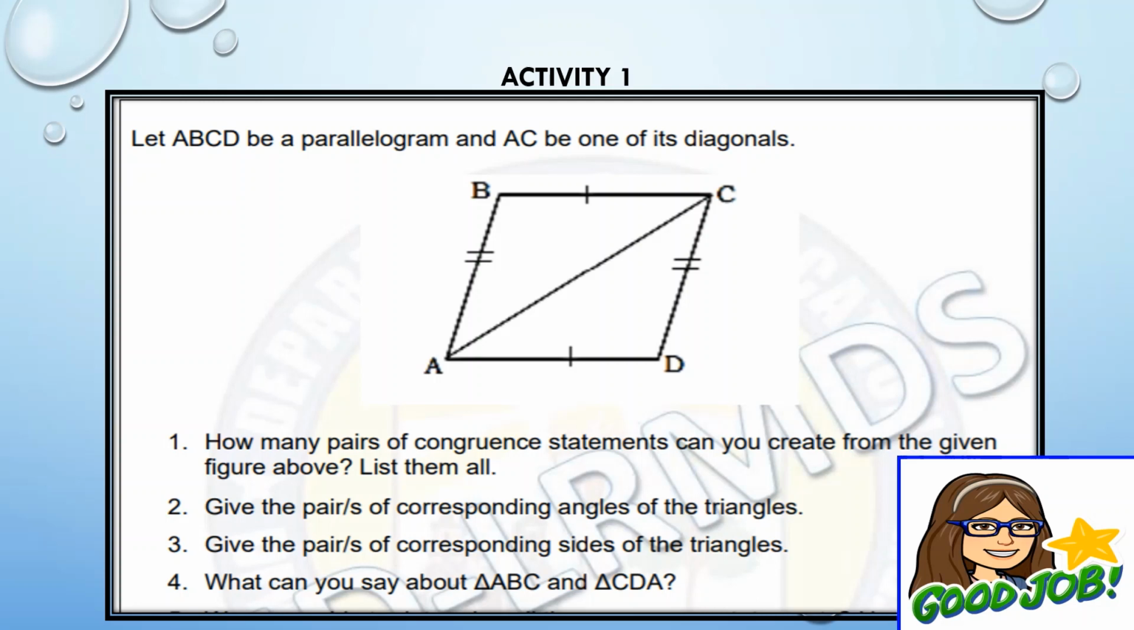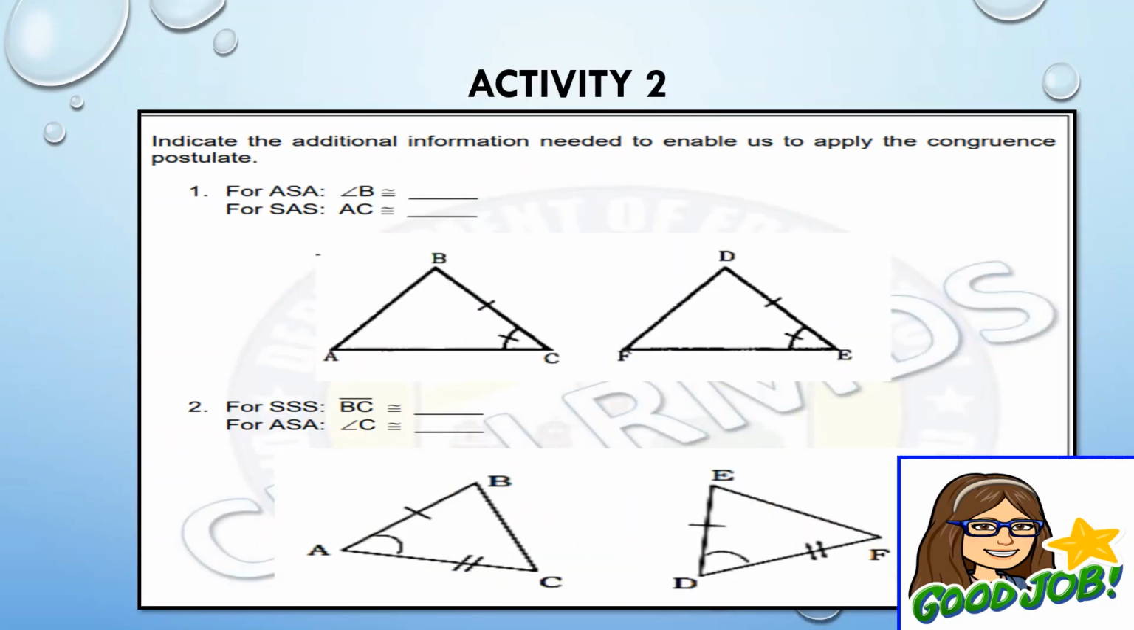Let's try another activity. Activity 2. Indicate the additional information needed to enable us to apply the congruence postulate. For number 1, we have given corresponding angles, angle C and angle E are congruent, and the corresponding sides, segment BC and segment DE are congruent. To make these two triangles congruent for ASA, angle B is congruent to angle D. For SAS, segment AC is congruent to segment FE.